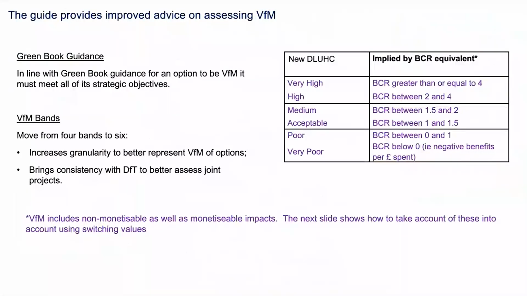Okay, so value for money, obviously, that's a key metric when doing appraisals. We've updated the value for money guidance to reflect new guidance in the Green Book, in particular to emphasise the role of strategic objectives. So if you're looking at options for addressing a problem, and those options don't address your strategic objectives, then effectively the option can't be value for money because you've still got the problem that you started out with.